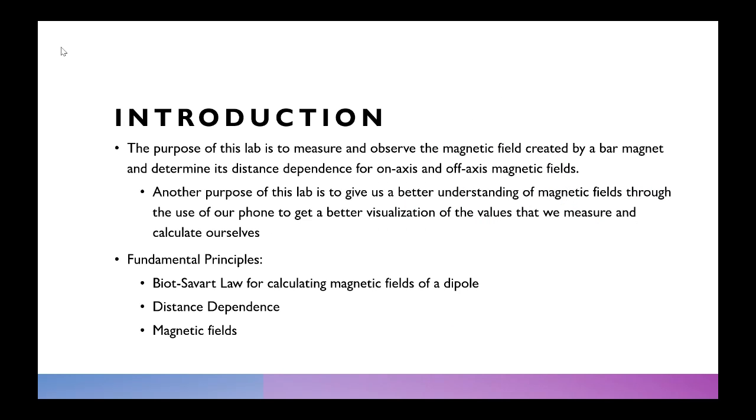To give you a brief introduction to this lab, the purpose of this lab is to measure and observe the magnetic field created by a bar magnet and then determine its distance dependence for on and off-axis magnetic fields. Another purpose of this lab is to give us a better understanding of magnetic fields through the use of our phone to get a visualization of the values that we measure and then calculate ourselves. Some fundamental principles that we go over in this lab are the Biot-Savart law, distance dependence, and magnetic fields.